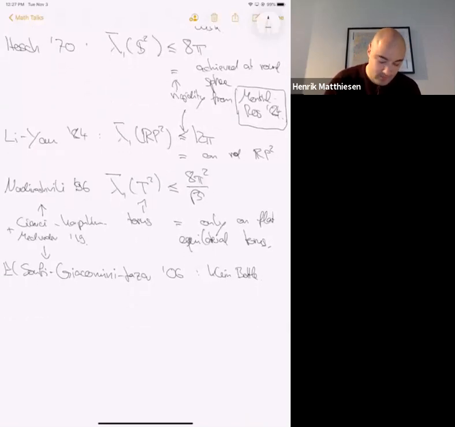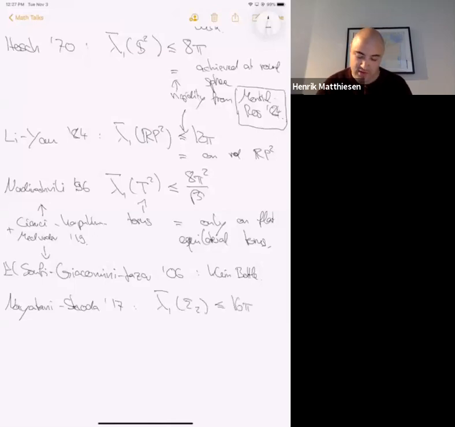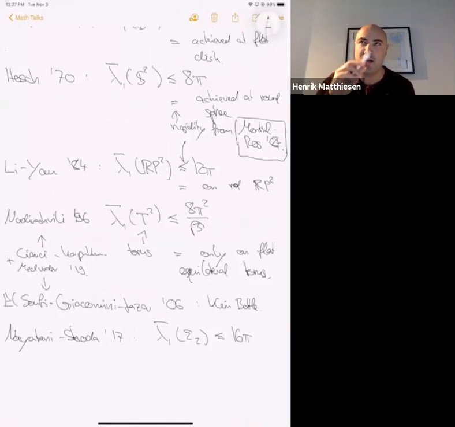So then very recently, Maeda-Tani and Shoda in 17 proved that if you look at the surface of genus 2, then you have at most 16 pi. Note this is exactly the Yang-Yau bound that I stated earlier, the one which is 8 pi times the integer part of (genus plus 3) divided by 2. So that's the 16 pi.